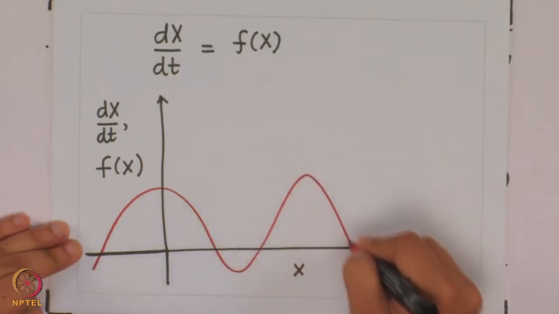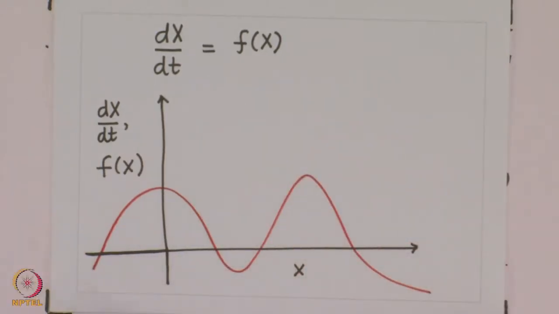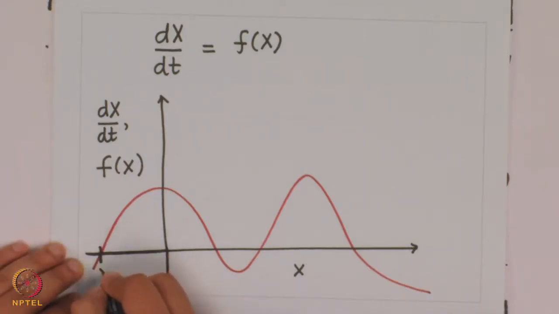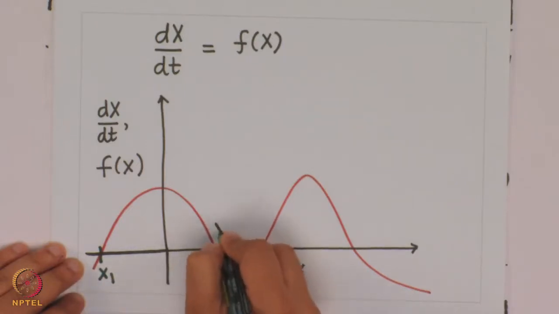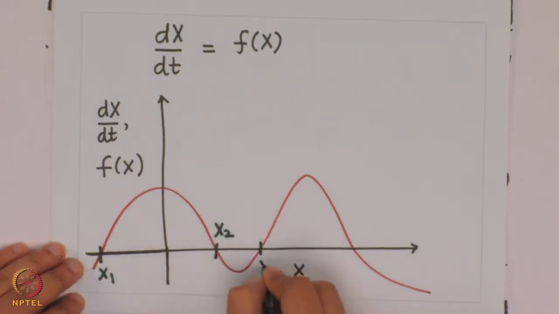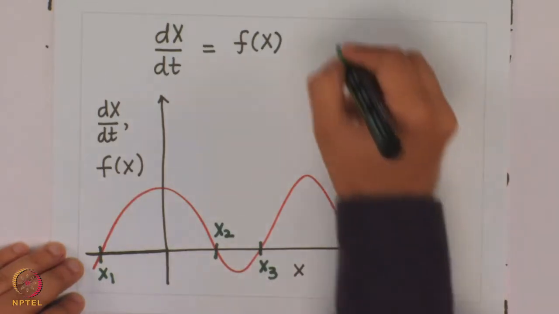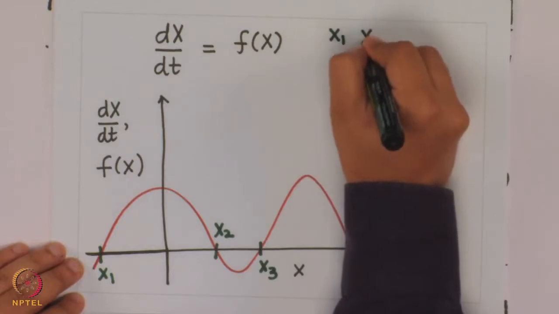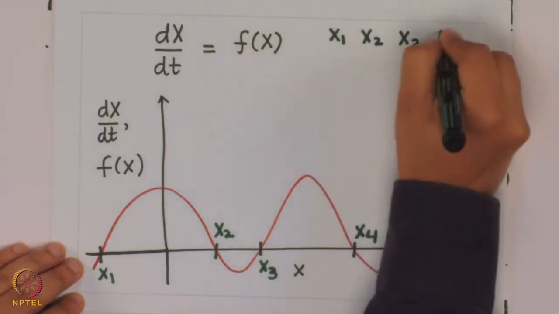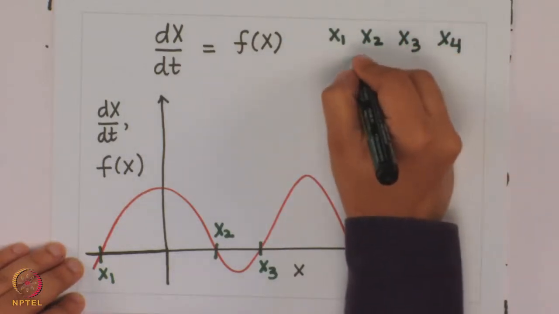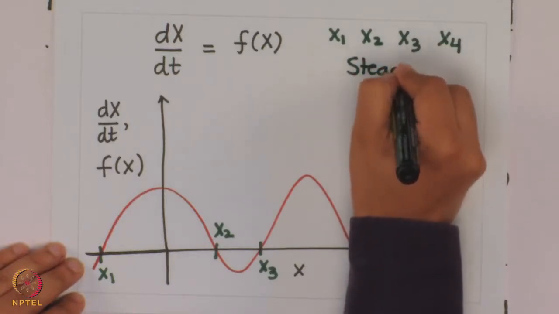So, you want to draw the graph between x and f(x), and let's imagine that you have a graph which looks like this. Let's imagine that you plot this and this is the graph that you get, and now the first thing to do is ask how many times this graph crosses the x axis, because those are your steady states. So, you have x1, x2, x3 and x4, and x1, x2, x3, x4 are the 4 steady states of this system.